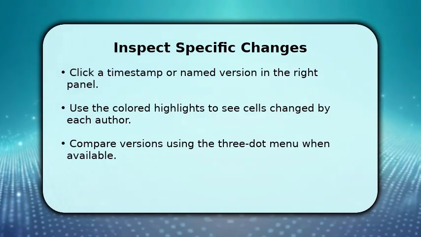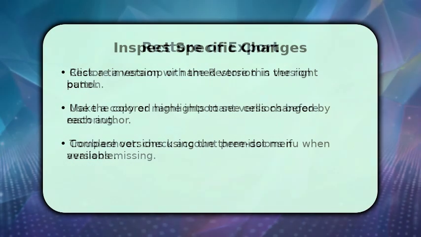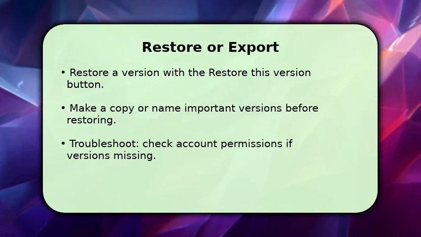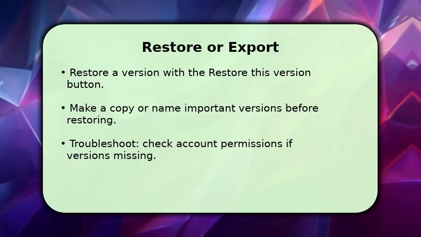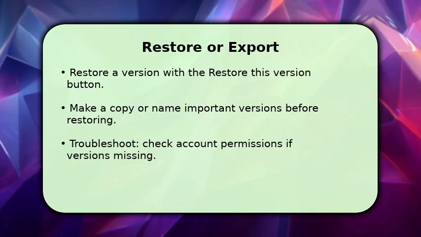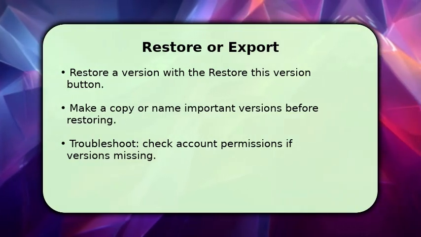You can restore a snapshot by clicking Restore this version, which makes that snapshot the current live sheet. Alternatively, make a copy or name the version first if you want a safety backup. This prevents accidental overwrites. Once restored, confirm formulas and linked data are intact.